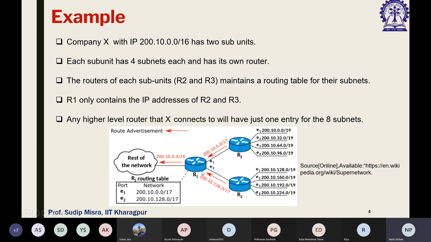You see that R1, if you look at its routing table, is going to have only 2 entries like this. Any higher level router that it connects to will have just 1 entry for the 8 subnets. Otherwise, this higher level router would have had 8 entries. So what you have done, cleverly, is replace those 8 entries with a single entry. This is the supernetting concept associated with CIDR.